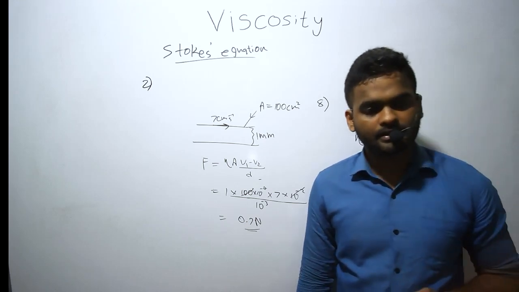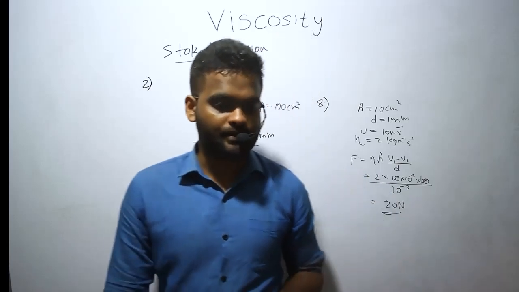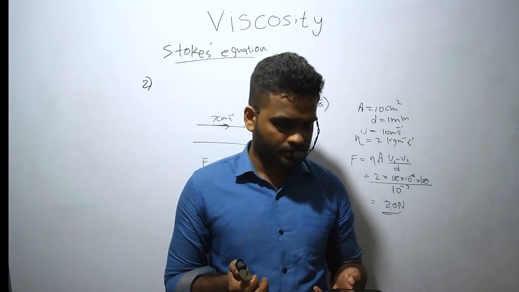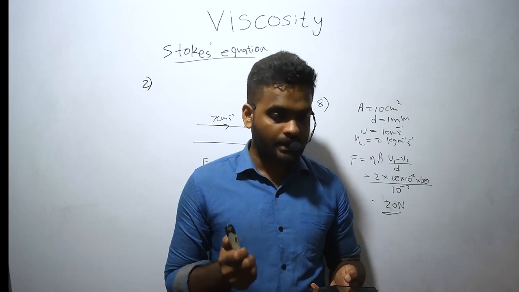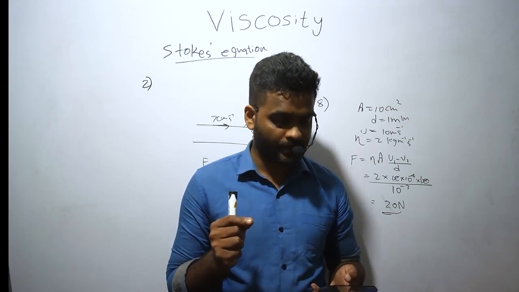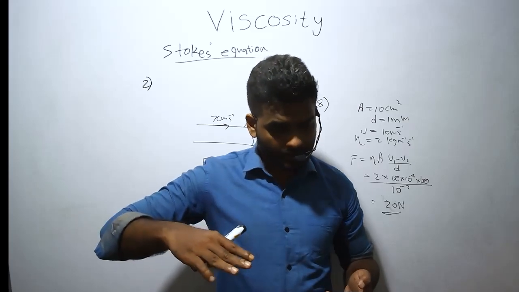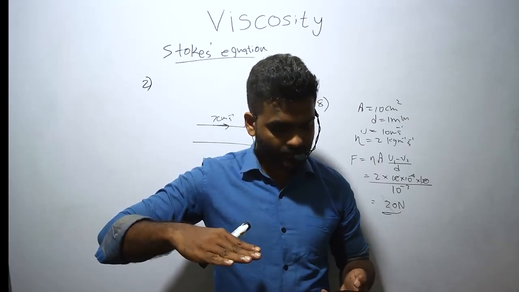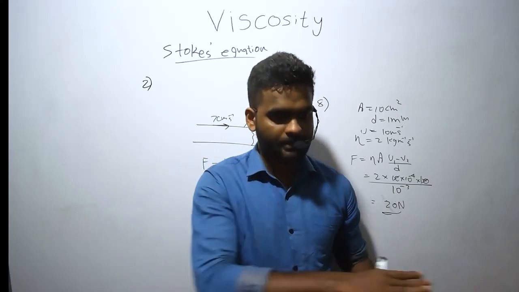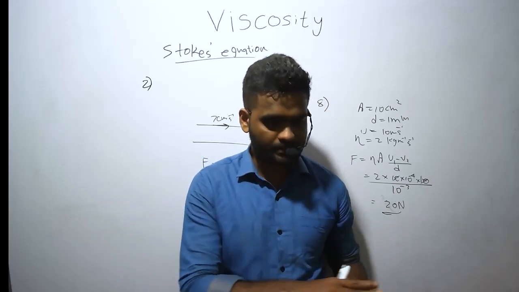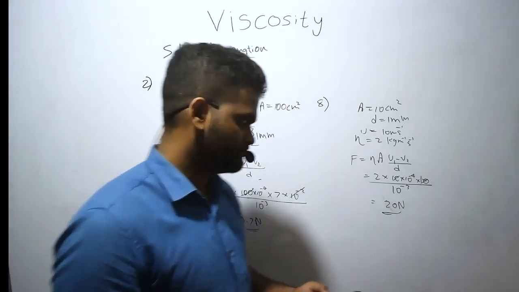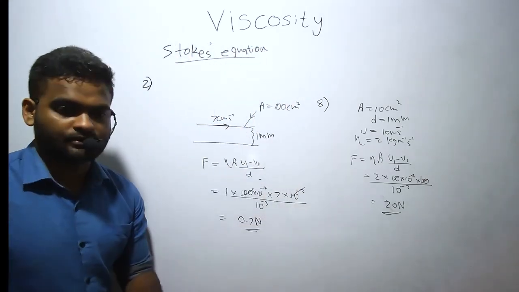Then try ninth question. Ninth question. In the ninth question, what they ask is force on a unit surface of the river bed, right? River bed means bottom of the bed. Unit area of the bottom of the bed. I mean, river. Try that. Ninth question.